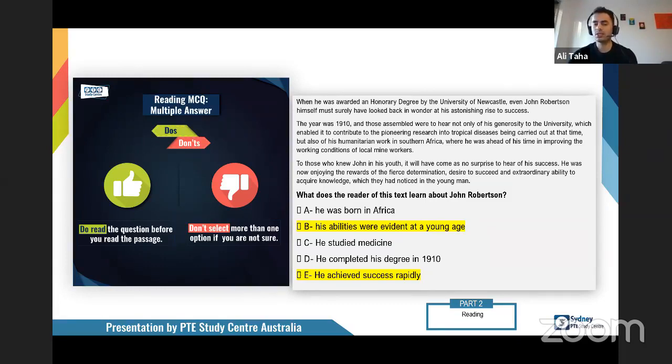So please, students, be aware of such tricks. Strong answers like this may be just to trick you. In all cases, if you're happy to go with B, you don't need to risk it. Just go with "his abilities were evident at a young age" and move on. Okay, excellent. Good job. We move to the next one, Atik.